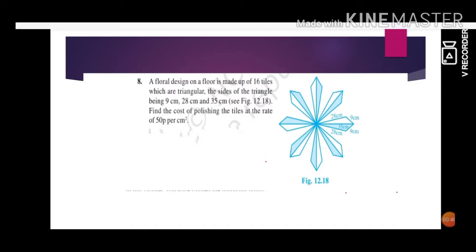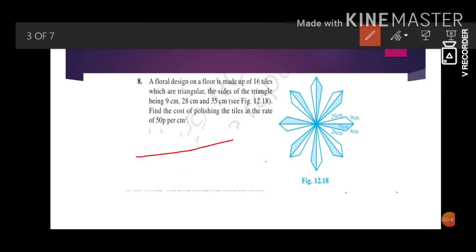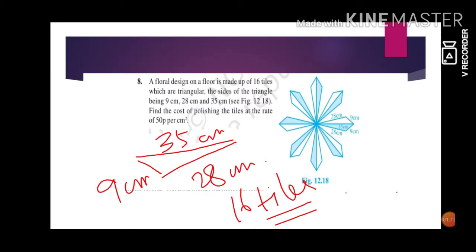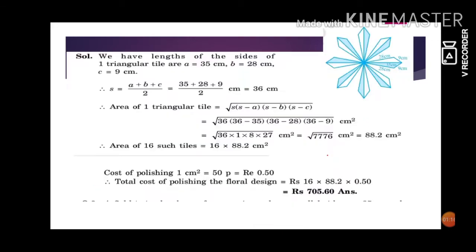So, we have one triangle like this. The longest side is 35 centimeter, then we have 28 centimeter and the shortest side is 9 centimeter. Whether it is shaded or unshaded, in total there are 16 tiles. So first we have to find the area of one tile, then we have to find the area of 16 tiles, and then we have to find the cost of polishing these 16 tiles. So let us see how to solve such sums.